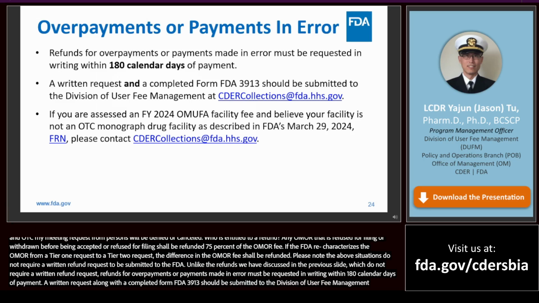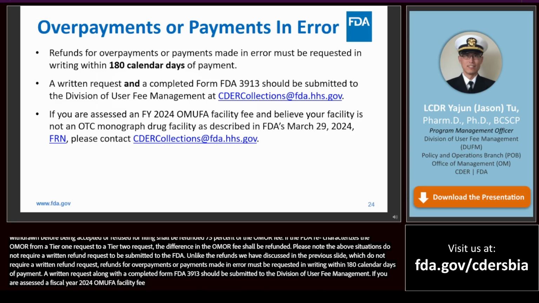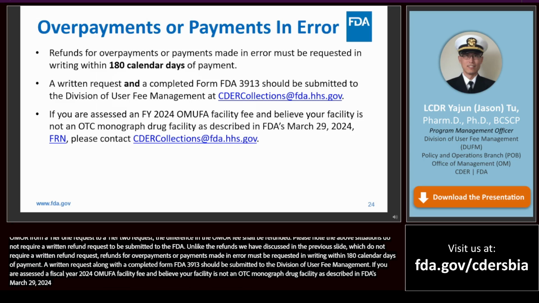If you are assessed a fiscal year 2024 OMUFA facility fee and believe your facility is not an OTC monograph drug facility as described in FDA's March 29, 2024 FRN, please contact us at cedrcollections@fda.hhs.gov.